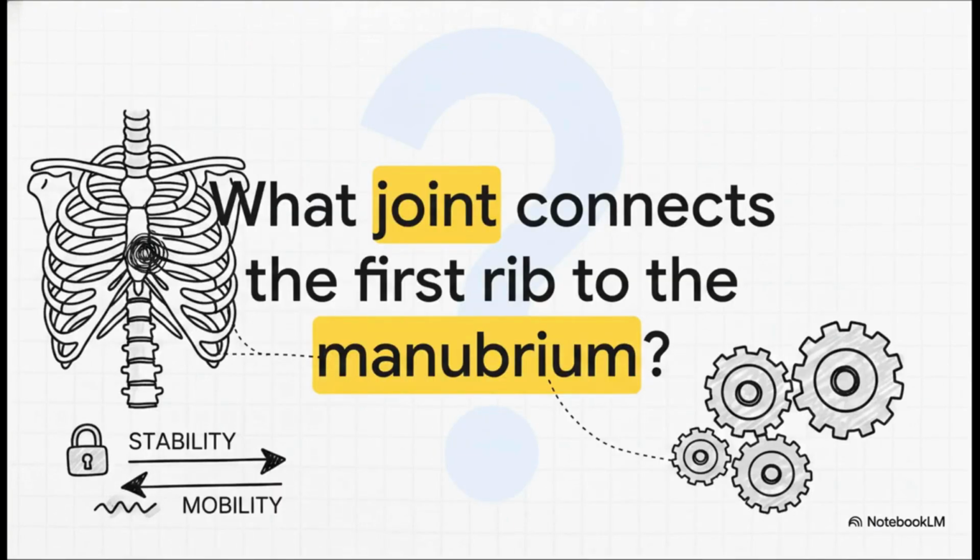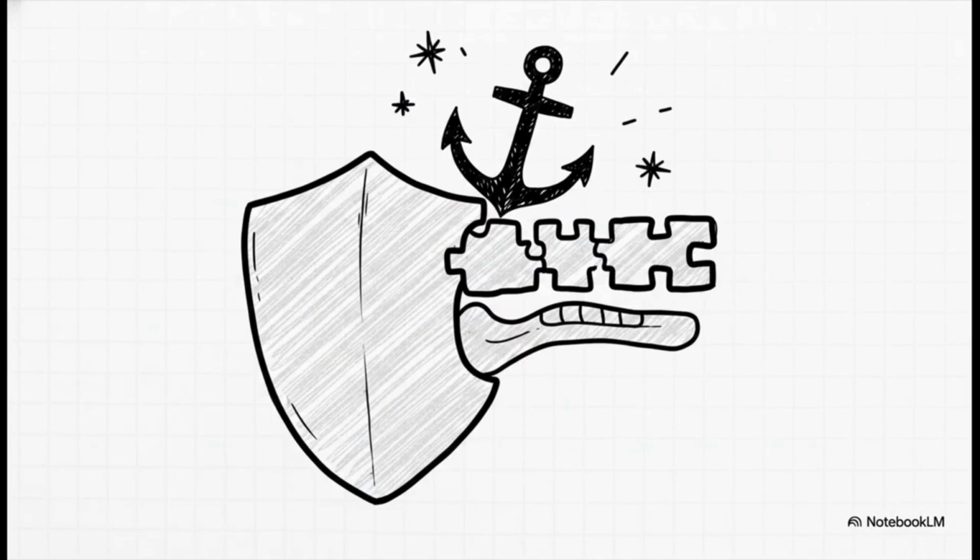All right, question 2. Let's move to the front of the chest wall. What specific type of joint connects the first rib directly to the manubrium of the sternum? Remember, think about stability versus mobility here. And the answer is a primary cartilaginous joint. You absolutely nailed it. This rigid connection is completely different from the flexible synovial joints found on ribs 2 through 7. It provides a rock-solid anchor point right at the very top of your rib cage.